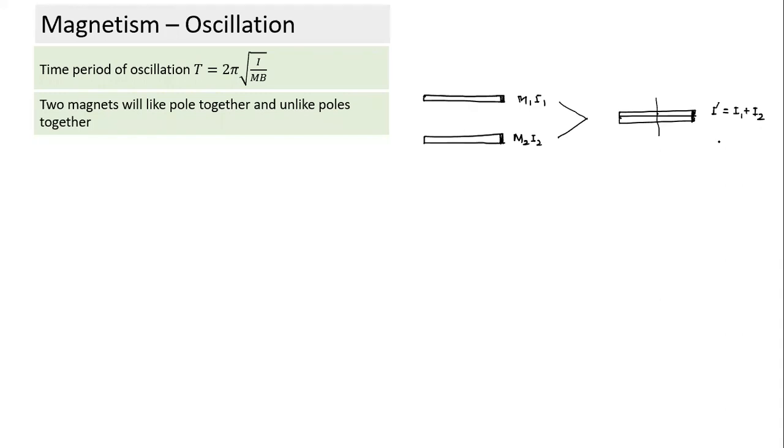But what will M dash be? M dash is the vector sum. So if both are kept along the length with the same poles together, it will become M1 plus M2, when same poles.